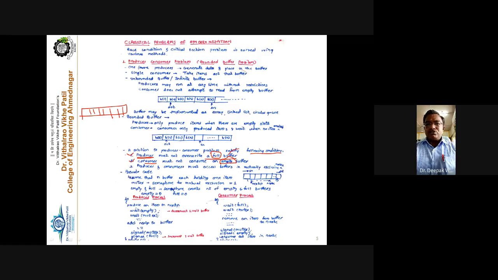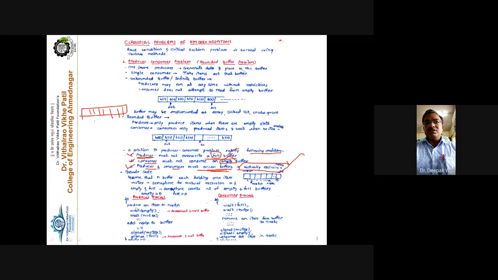The third condition: these are the restrictions, or limitations, that we are now applying to the producer and the consumer. The third restriction is that the producer and consumer must access the buffer in a mutually exclusive manner. What is the meaning of mutually exclusive? It means the producer and consumer must access the buffer in a mutually exclusive manner.